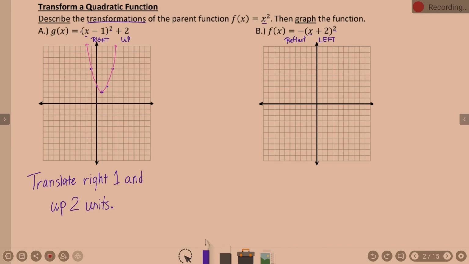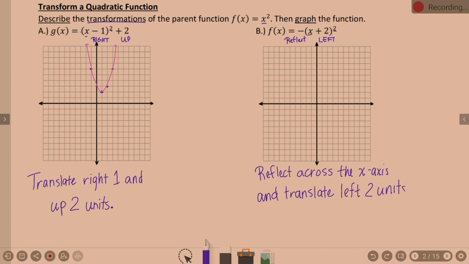So I'm going to write these out. First of all, I'm going to write out that we're going to reflect across the x-axis and translate. Where did we say we are translating? Left 2 units. Okay.